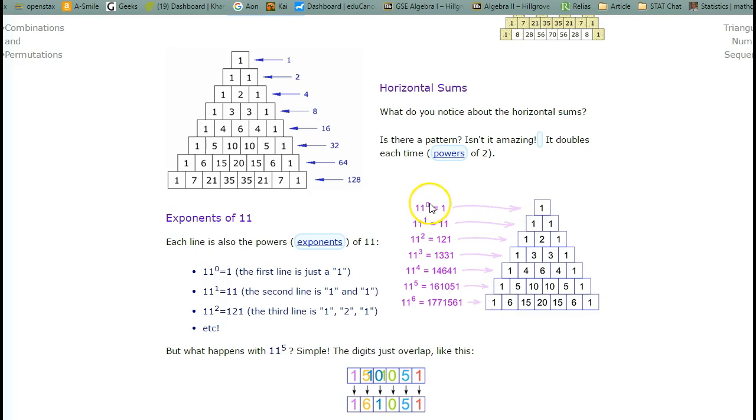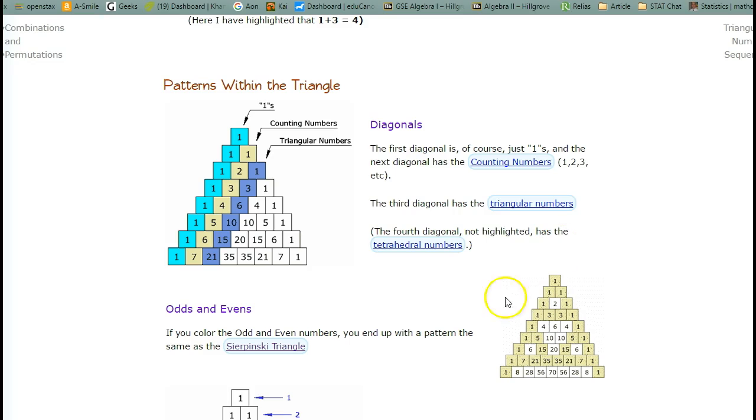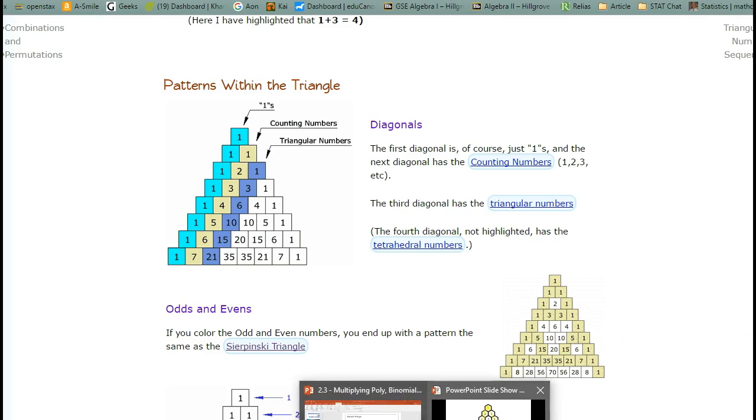The first row is 11 to the 0th power, which is 1. 11 to the first power on the second row is 11. 11 to the second power on the third row is 121, and you can see that that pattern continues all the way down. So there are lots of cool patterns with Pascal's triangle. If you take the odd numbers and the even numbers and you color them different colors, you end up with a cool thing called Sierpinski's triangle. It's a really neat pattern. You could go through this web page and spend quite a bit of time looking up all the cool stuff about Pascal's triangle. Well, today we are specifically going to be looking at something called binomial expansion.